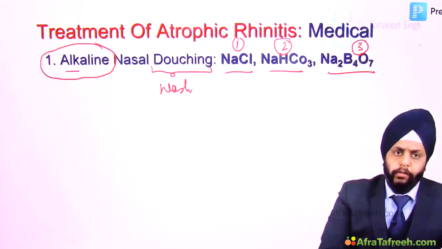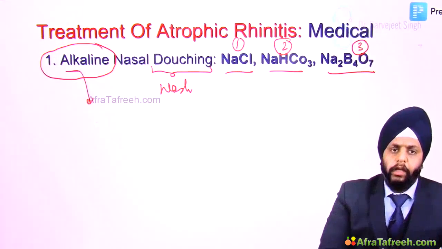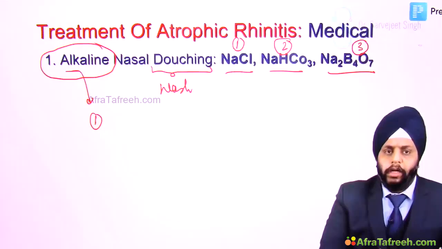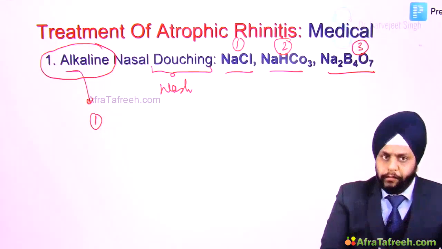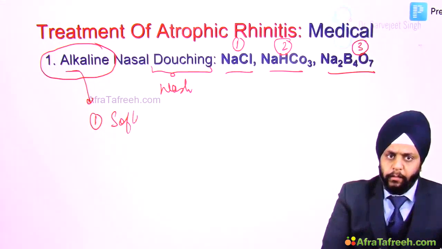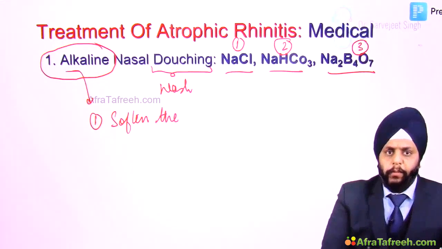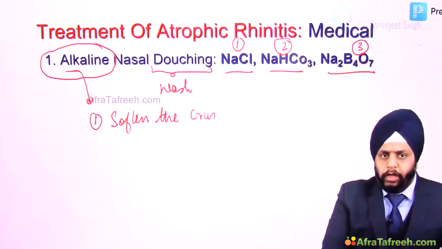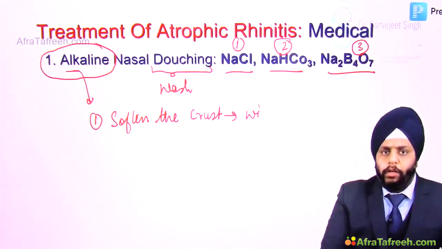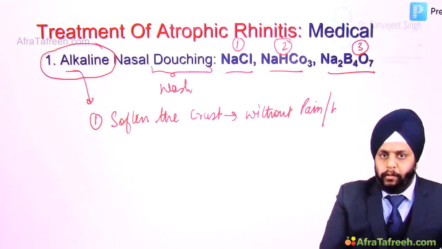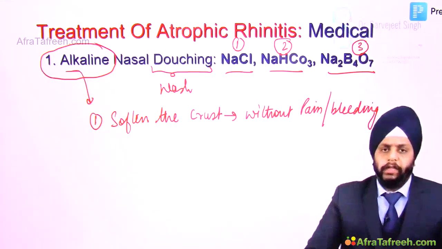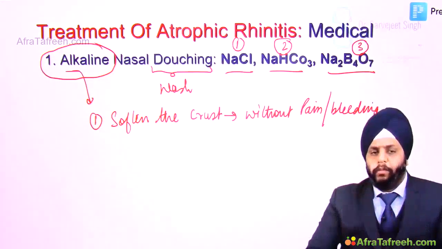Now, why do we use alkaline solution? You see, alkaline solution, number one, it will make these crusts soft. So it will soften the crust. So these crusts will be broken, they will be softened, so they will come out without any pain and bleeding. Okay, so these can be removed by douching itself. They will come out without pain or bleeding.